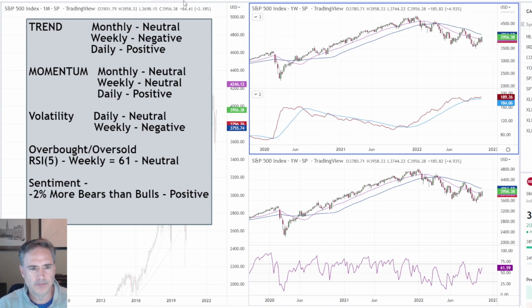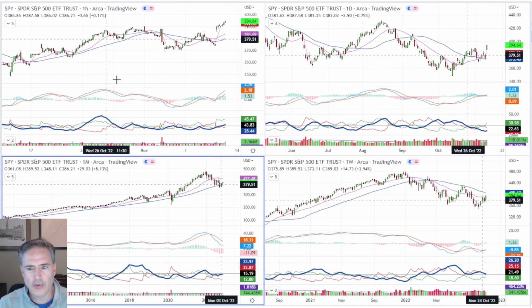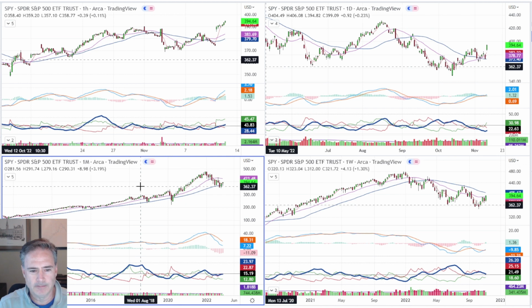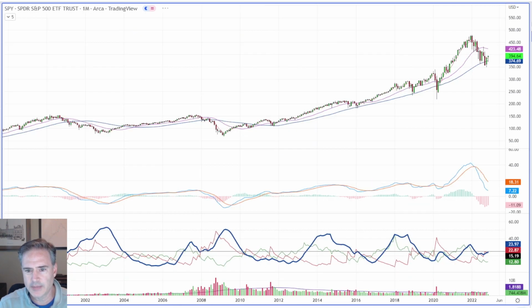Okay, so let's go and look at the individual time frames. And nothing's really changed on the monthly other than the fact that we are respecting this line, which is still rising, okay? We came down and kind of threatened it, but we're getting back above it, okay?